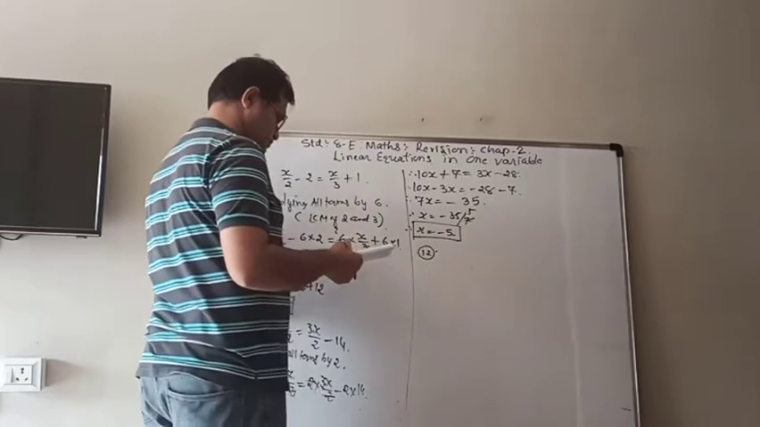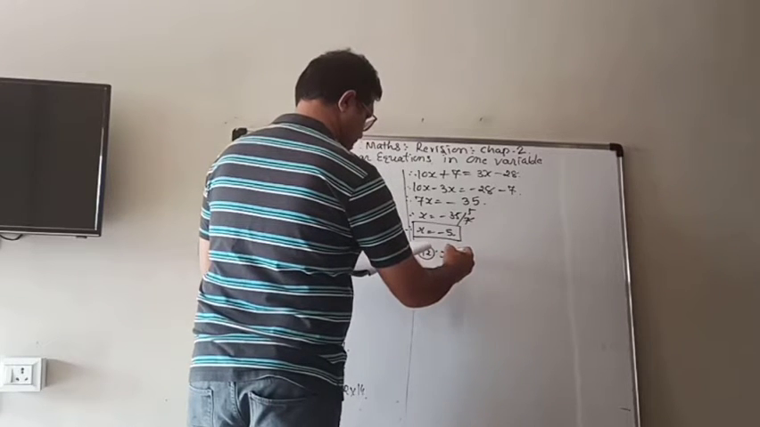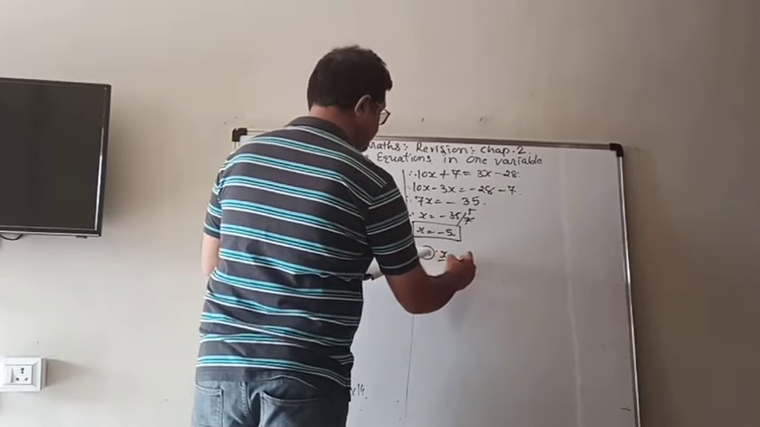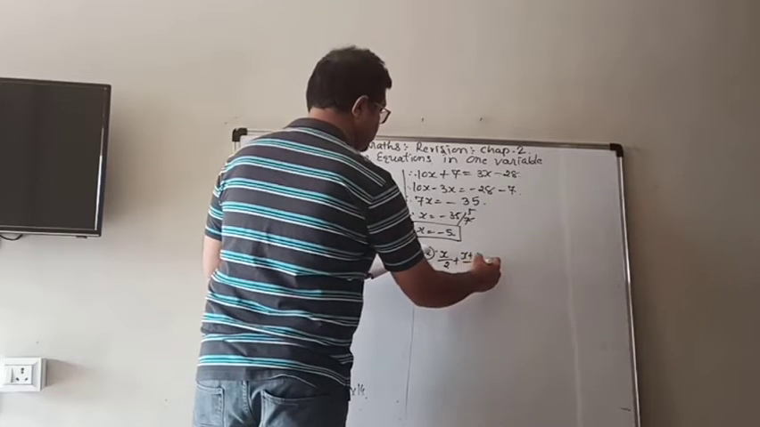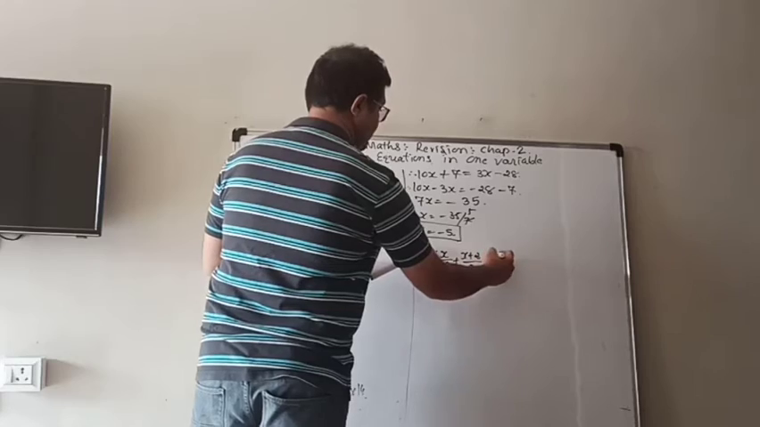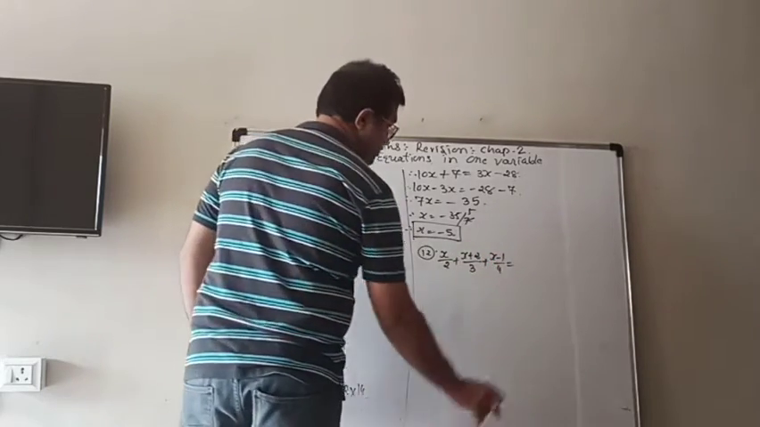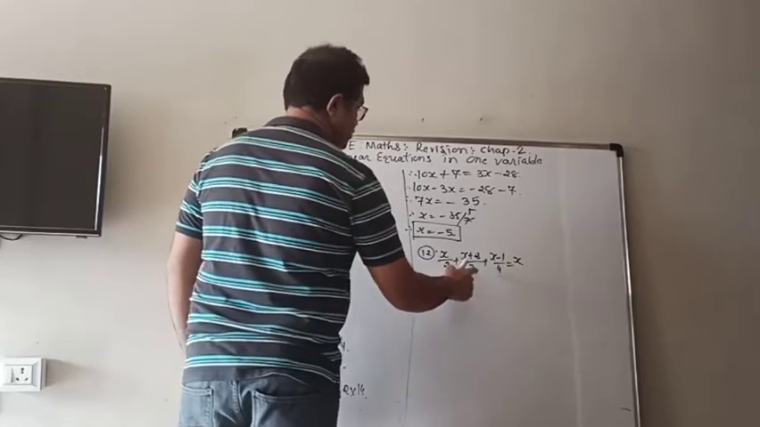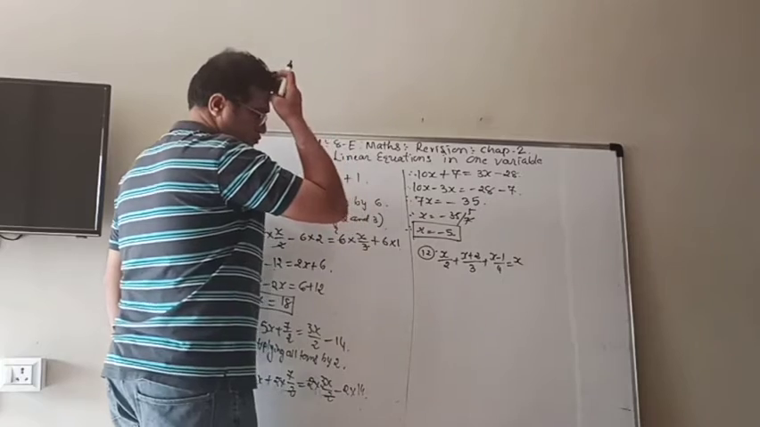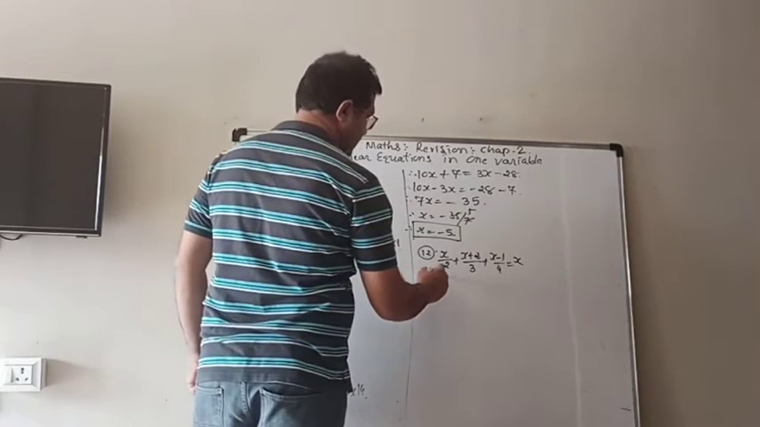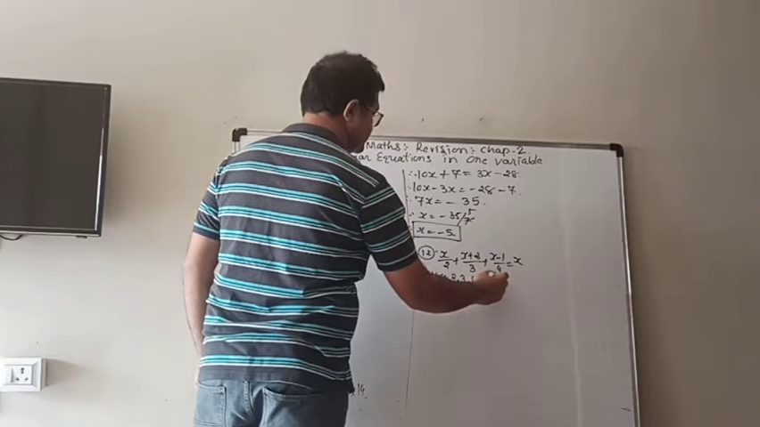That is x/2 plus (x plus 2)/3 plus (x minus 1)/4 equals x. So here the LCM of 2, 3 and 4 will be 12. So the LCM of 2, 3, 4 is 12.